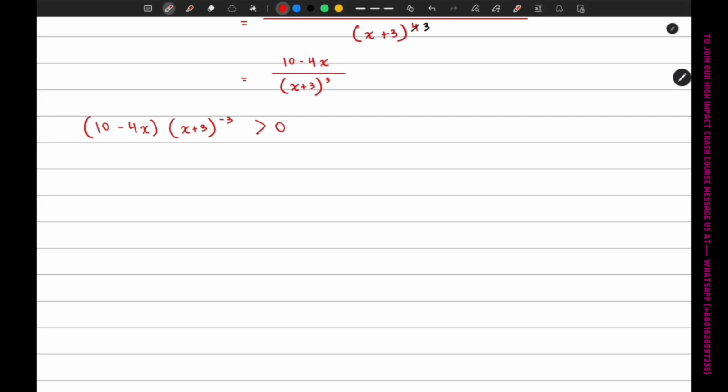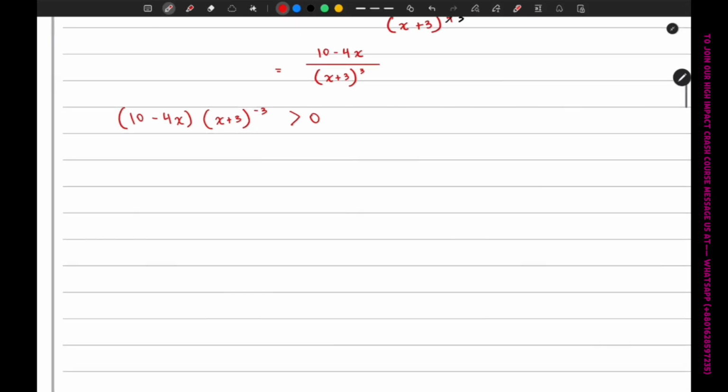Now in order to solve these inequalities, we need to find the critical values. Critical values as in, we need to set this equation to 0 so we can find out the values of x. So one of the values of x will be 5 over 2 and the other one will be negative 3.